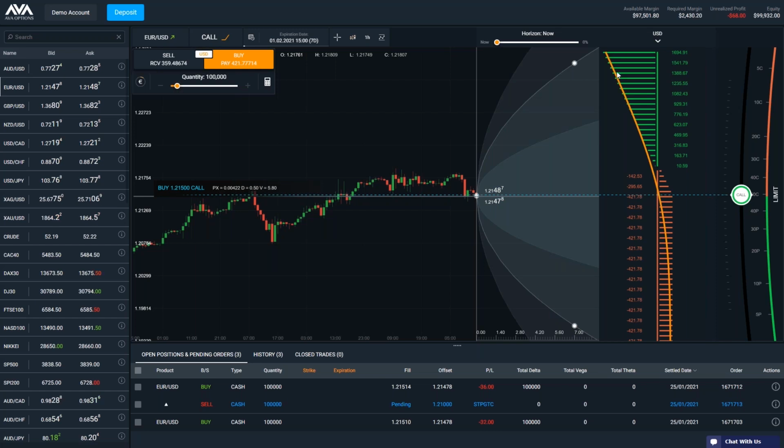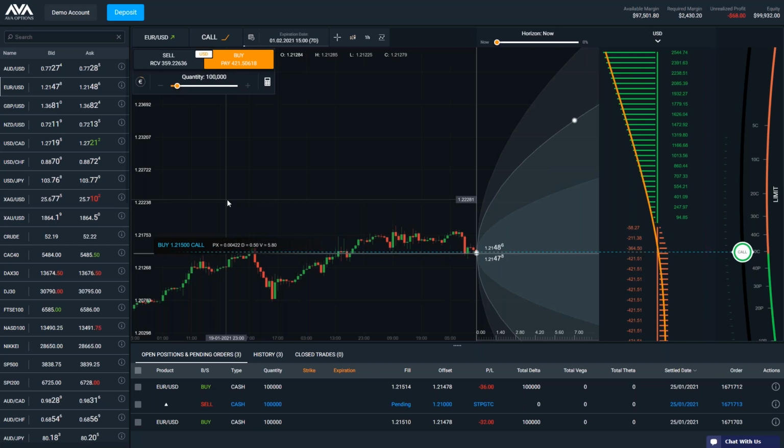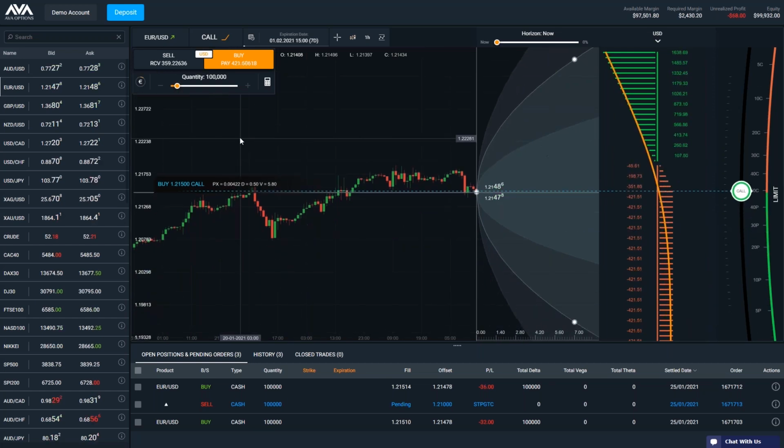However, if the market moves higher, you can have unlimited profits. As the market moves higher and higher, you have the right to buy at 121.50. So as high as the market goes, you participate 1 for 1 after having paid for the option.